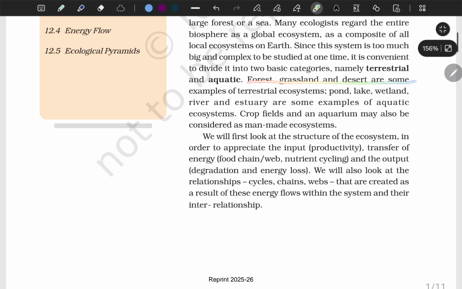Forest, grassland, and desert are some of the terrestrial ecosystems. Pond, lake, wetland, river, and estuary are some examples of aquatic ecosystems. Crop fields and aquariums may also be considered as man-made ecosystems.